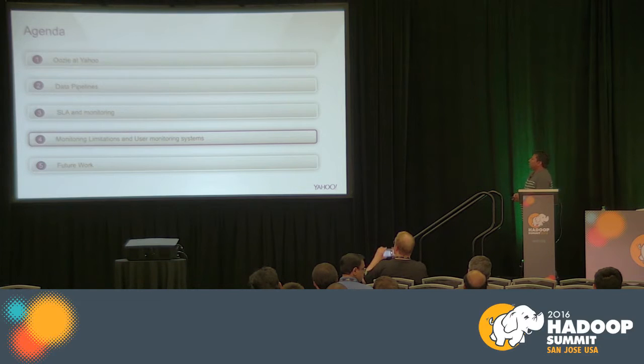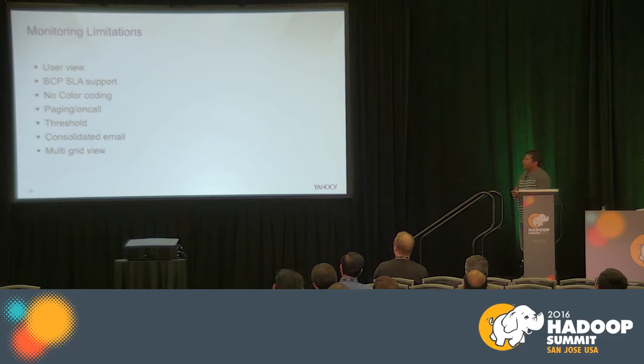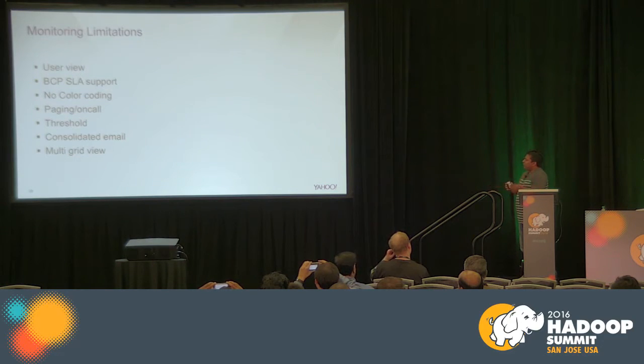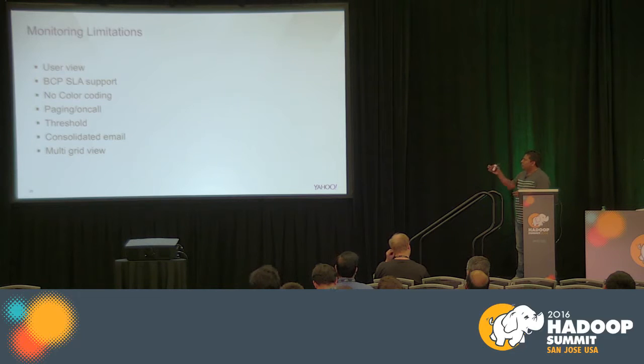There are some limitations on Oozie for the monitoring, and we'll see what they are. It doesn't have a user view. Suppose user X logged into Oozie UI, it doesn't display only information related to that user. It displays all the information. Oozie doesn't have BCP SLA support. Suppose I'm running my job in Colo A and Colo B, and Colo A failed but Colo B succeeded. What I'll do is copy the output from Colo B to Colo A, which means that it succeeded in Colo A because it has the output. But in that case, Oozie is still going to show it as failed. So it doesn't support that.